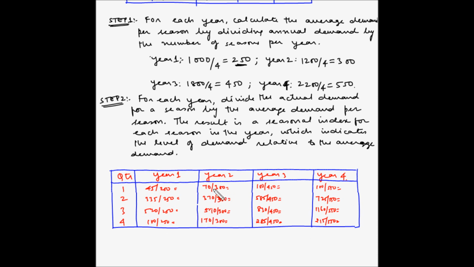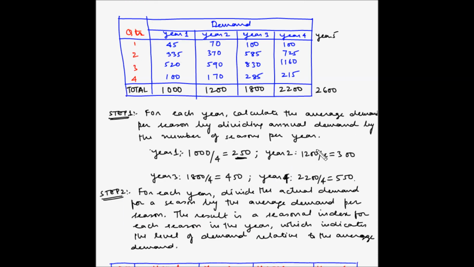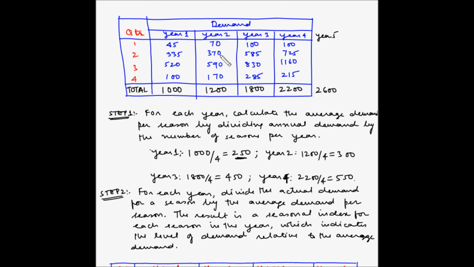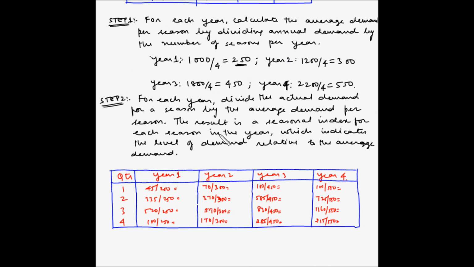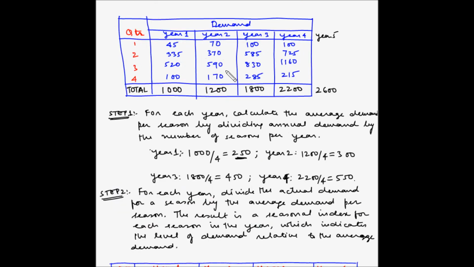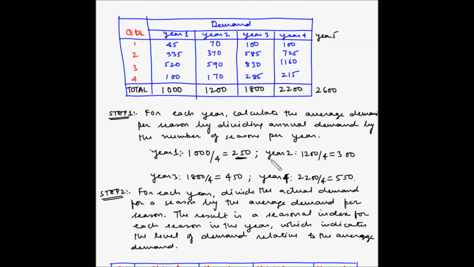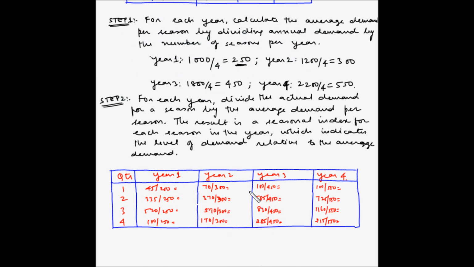Same for year 2, 70 divided by the average for the second year, which is 300. So 70 divided by 300. For second quarter on year 2, 370 divided by 300. For the third quarter, 590 divided by 300. And for the fourth quarter, 170 divided by 300. And so on for the third year and the fourth year. So let me now note down the actual figures for these divisions.